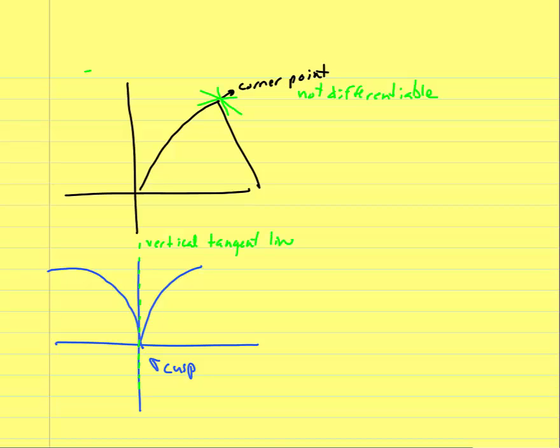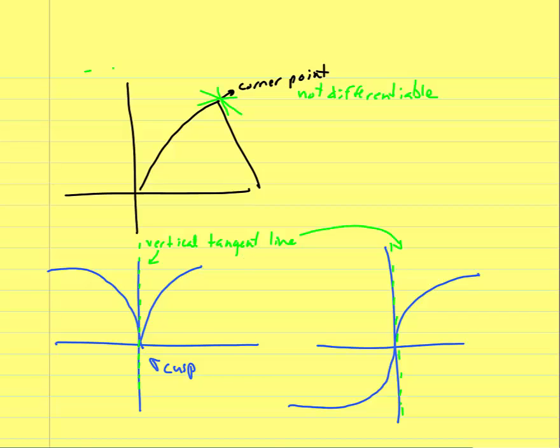Now I can have vertical tangent lines other ways as well. This would be a graph of y equals x to the 1/3. And let me get it sketched in correctly here. It almost goes straight up and down. This would be another vertical tangent line. So I have a vertical tangent line here and here. And at neither one of these points where I have a vertical tangent line is it differentiable. So these are not differentiable either.